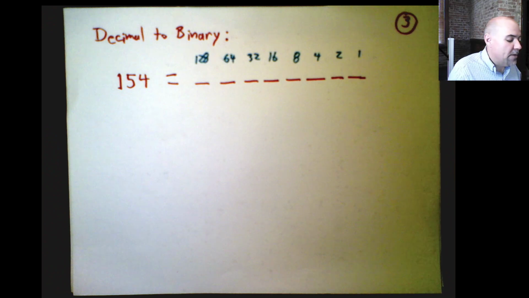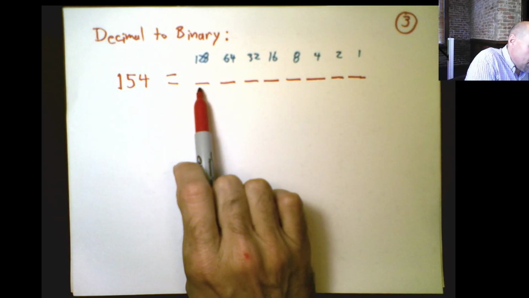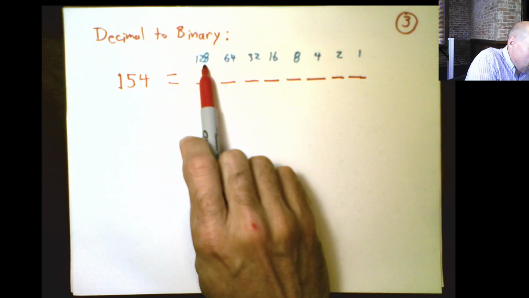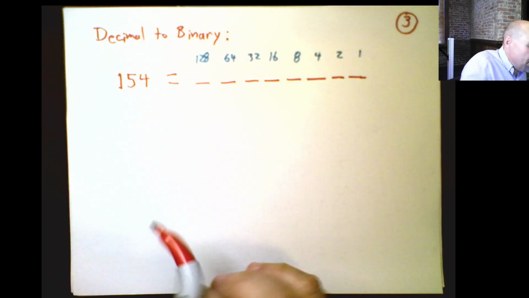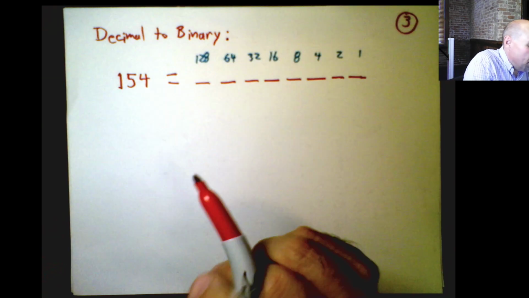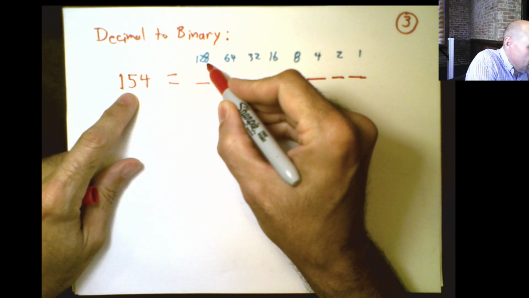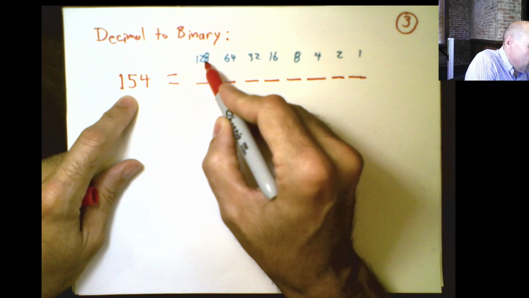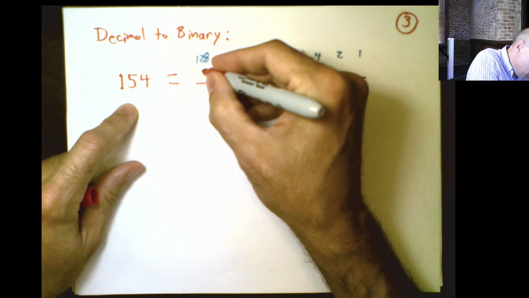Now the question is, where do I want to put 1s and 0s? Now, we start at the leftmost end, in this case the 128th position, and we say, is this number bigger than or equal to that? And if the answer is yes, then that means 128 will fit into that number, so we're going to account for that. So in other words, 128 is definitely less than or equal to 154, or another way to think of it is 154 is bigger than or equal to 128. Since 128 will fit into 154, we're going to put a 1 there.